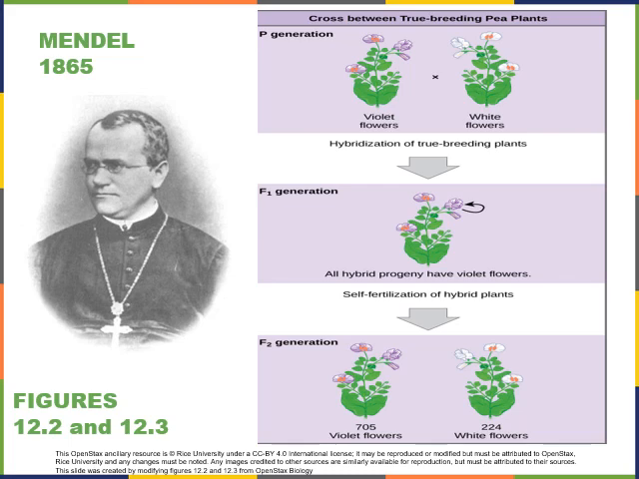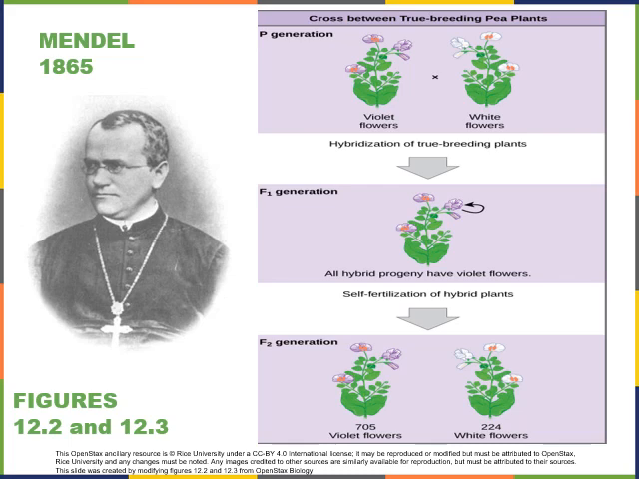When Mendel bred peas with violet and white flowers, the F1 generation all had violet flowers. Then Mendel performed a self-cross, allowing the F1 generation plants to fertilize themselves, producing a second filial generation called F2. Interestingly, the white flower trait reappeared in the F2 generation.